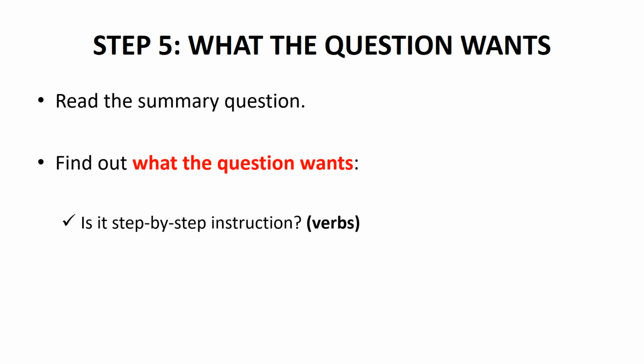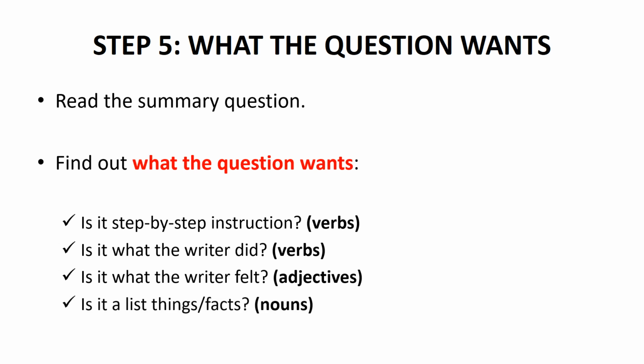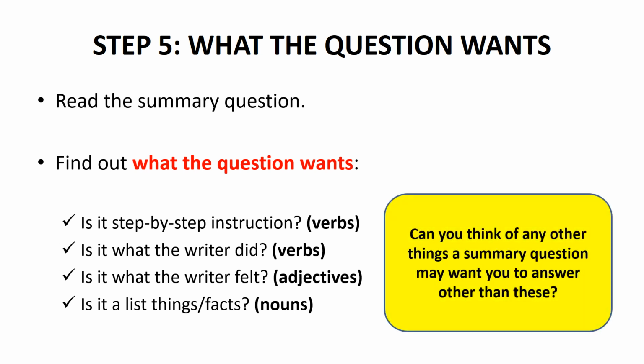If it's asking you for step-by-step instructions, you need to look for verbs. Is it what the writer did? So what the writer did, also verbs. Is it what the writer felt? Perasaan, apa yang dia rasa. So it must be adjectives. Or is it a list of things or facts? Then it must be nouns. So can you think of any other things a summary question may want you to answer other than this? Of course, there are more. The more questions you attempt, you will see that there are other questions as well.